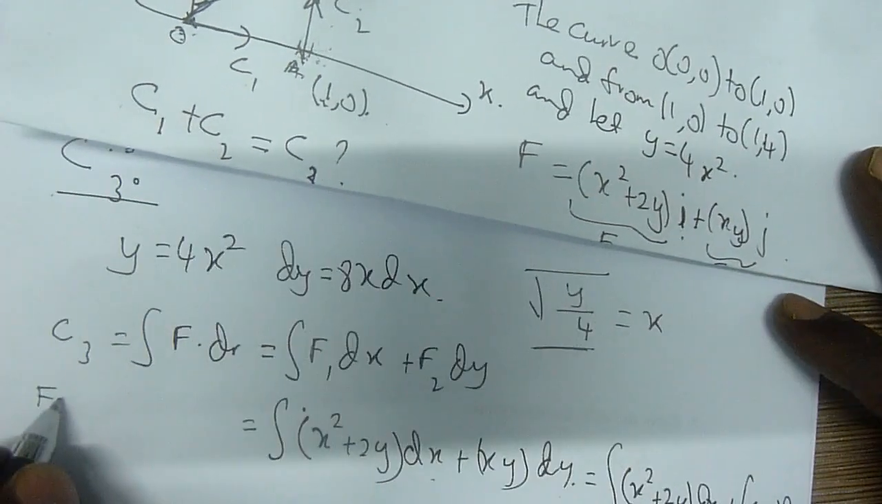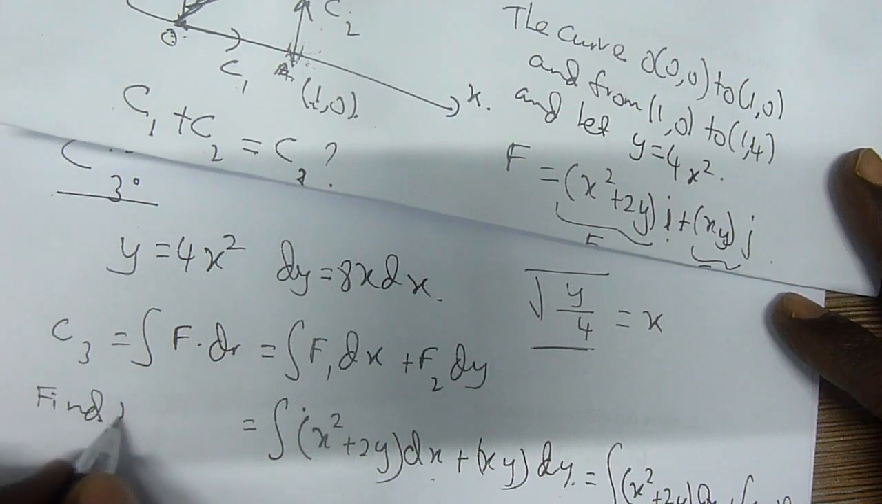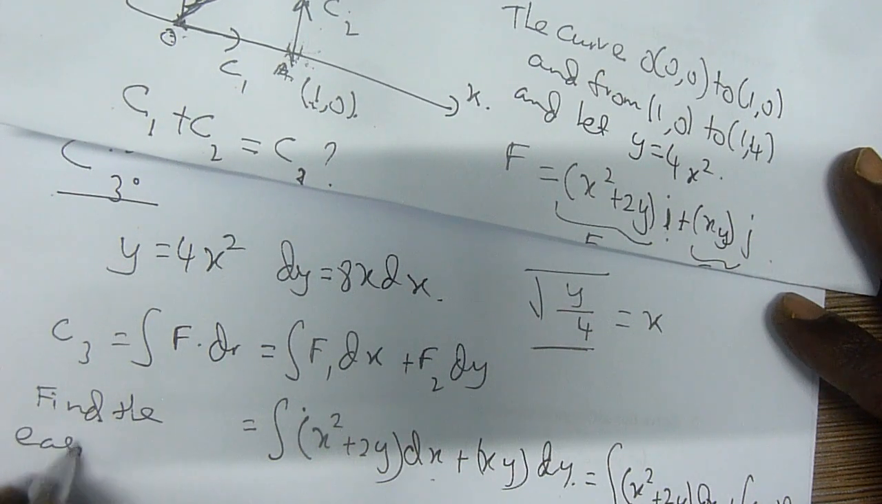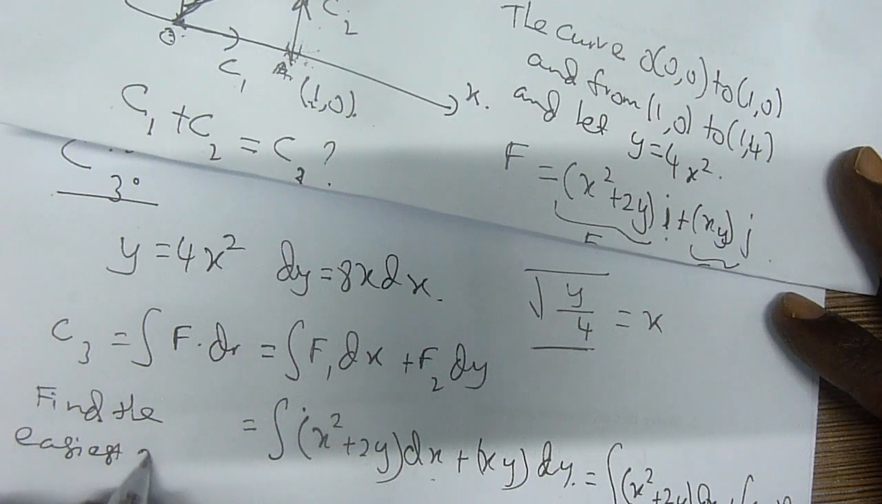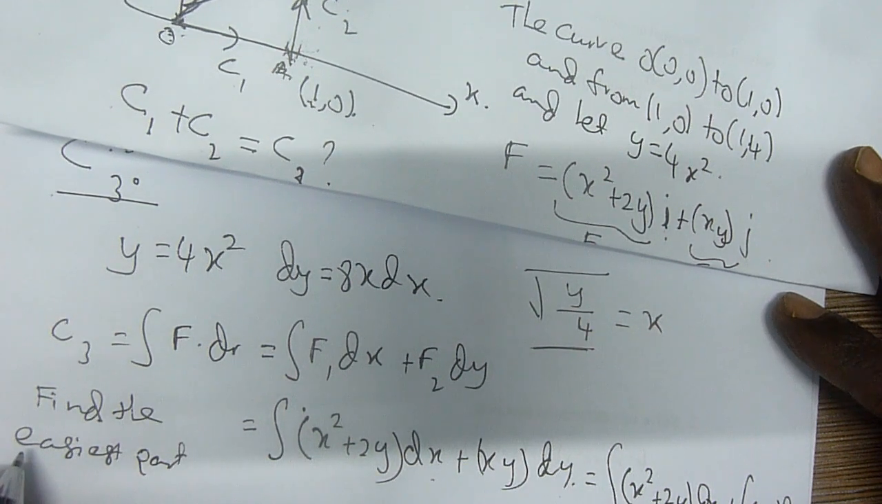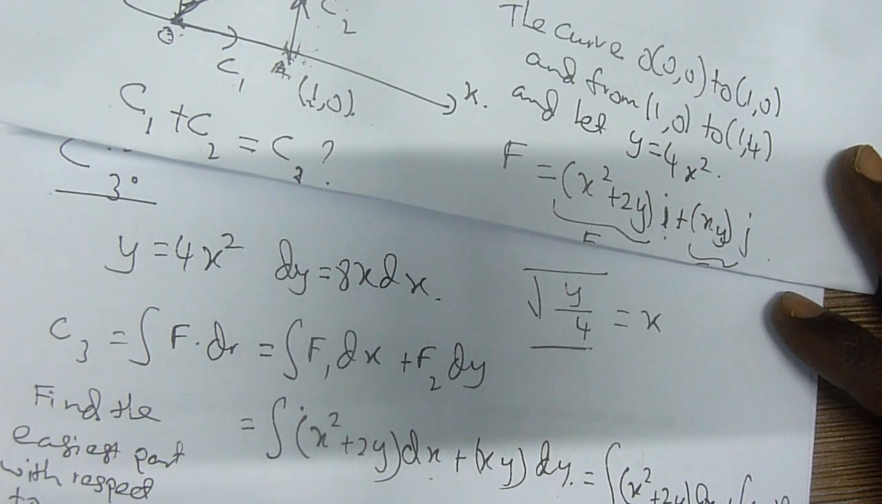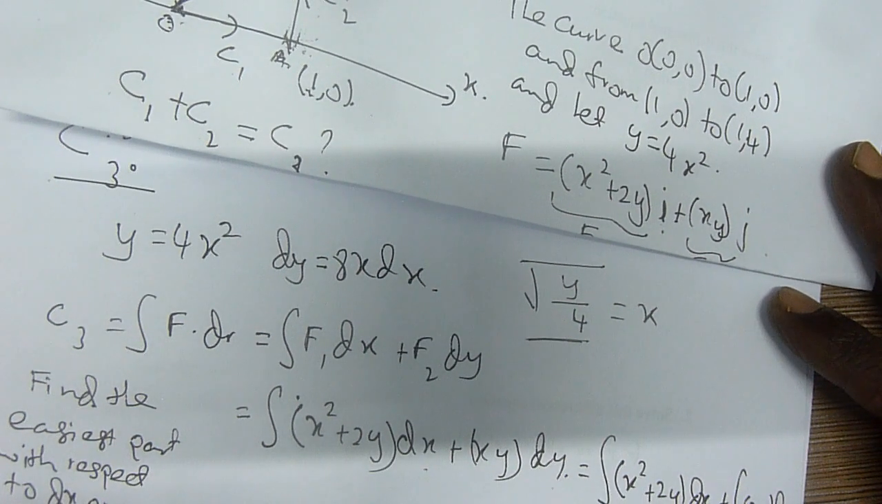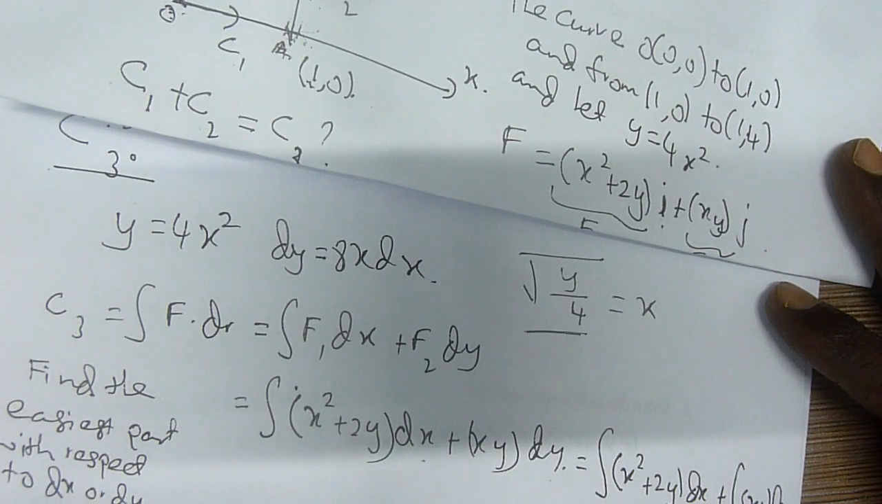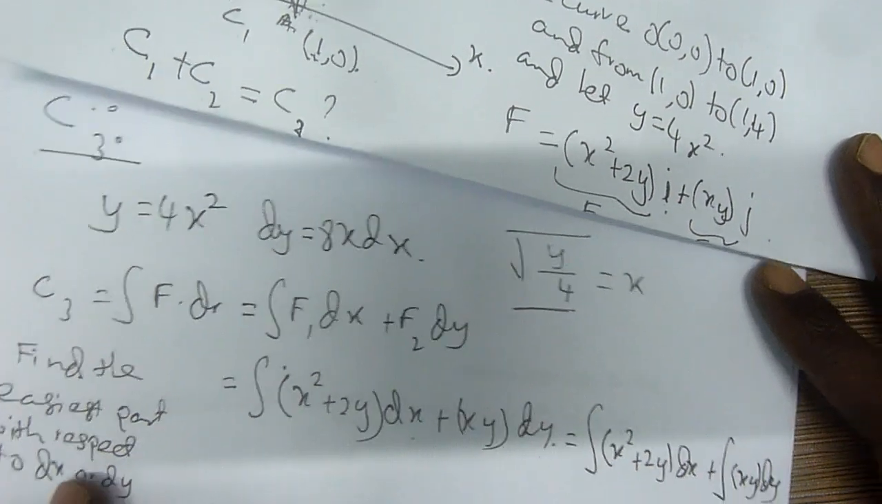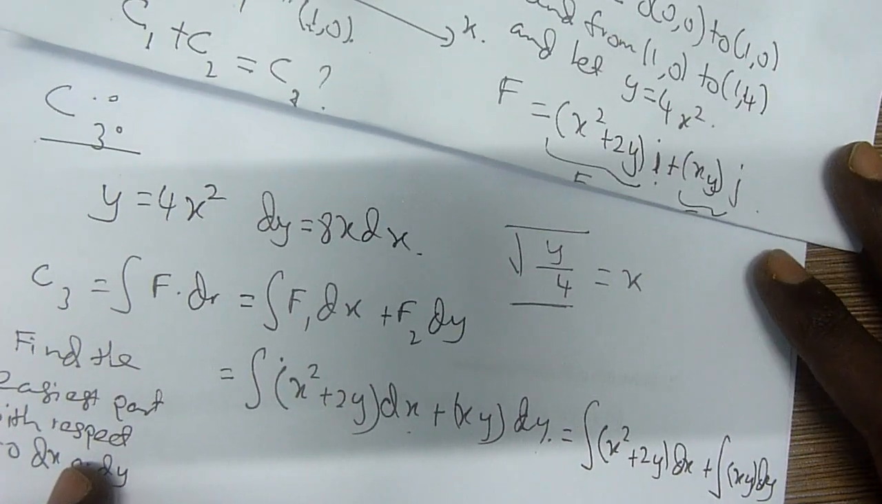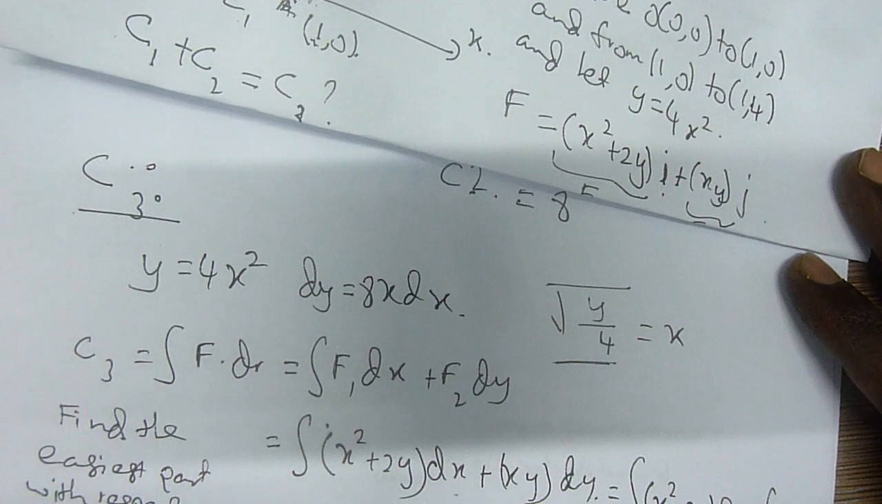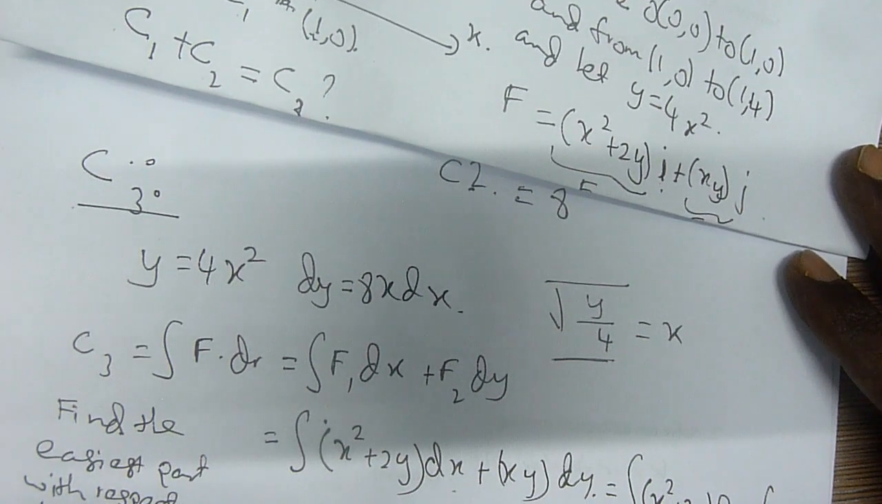Therefore, I put a note here: find the easiest part with respect to dx or dy or something in this case. Easiest part. This note is helpful to you, because you should not simply go and trap yourself into a completely complex problem. I've got 3 minutes.